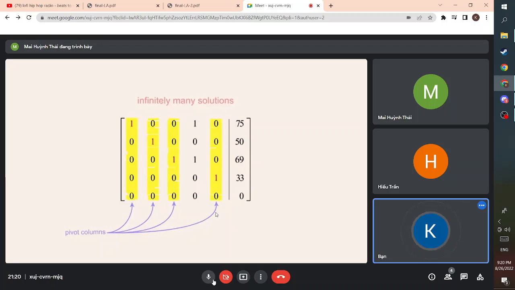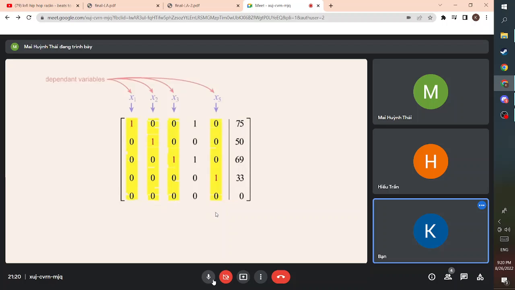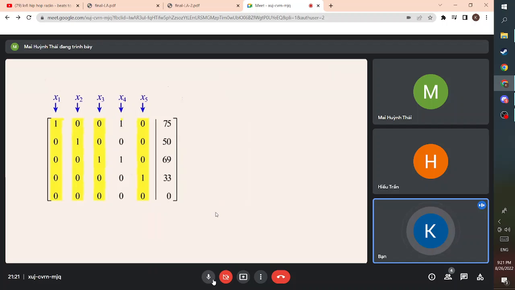So there are infinitely many solutions. Those are the dependent solutions. So x4 is a free variable.